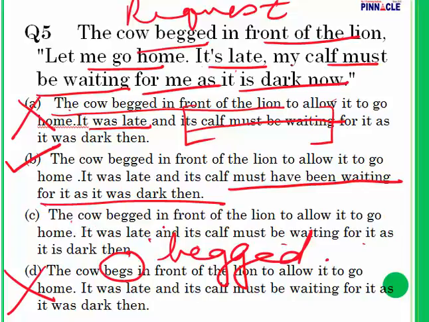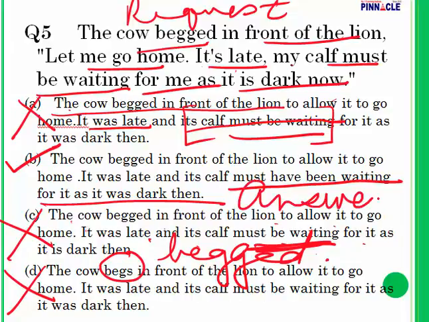The cow begged in front of the lion to allow it to go home. It was late and its calf must be waiting. Here also we have must be waiting. The tense has not been changed. So option C also gets eliminated. What are we left with? We are left with B. So my answer is B. Here tense did not change. Here reporting verb was incorrect. So the option is B.